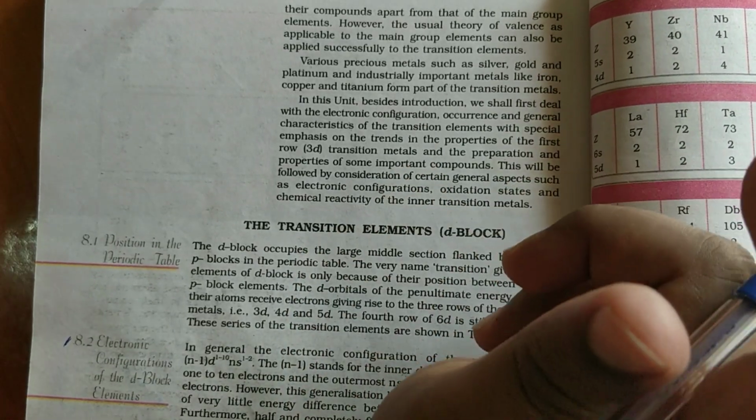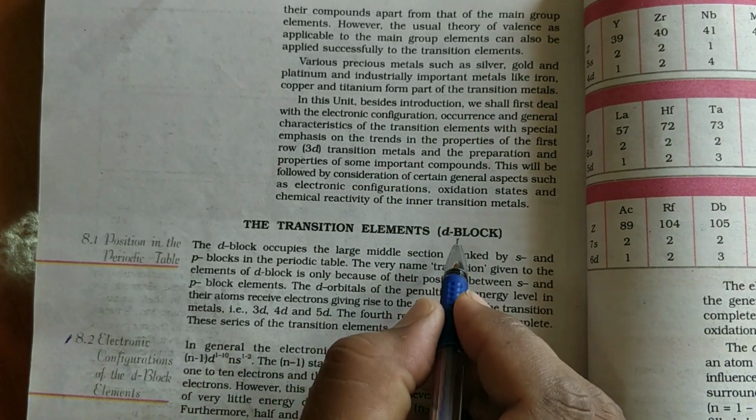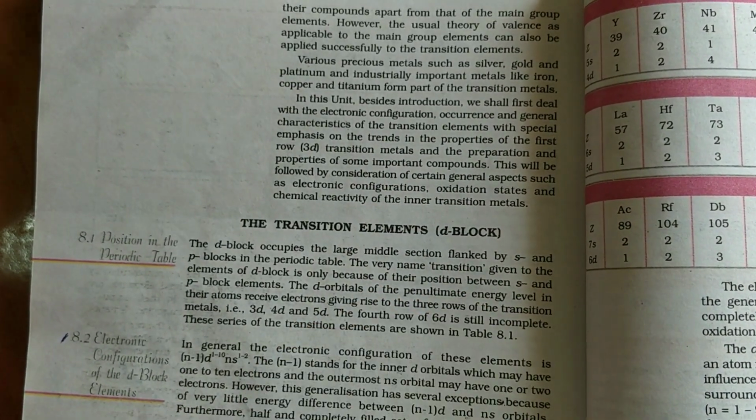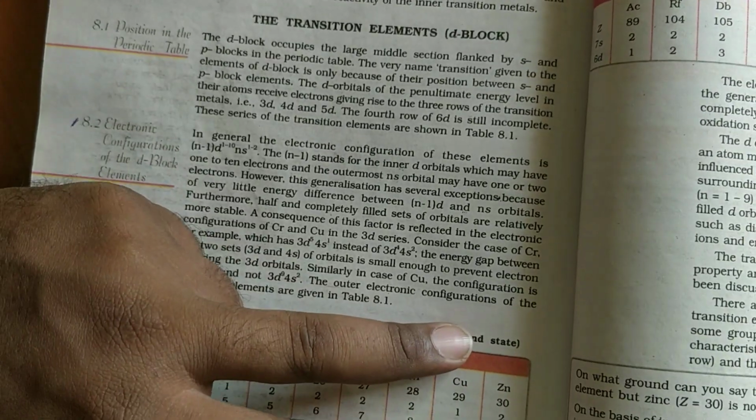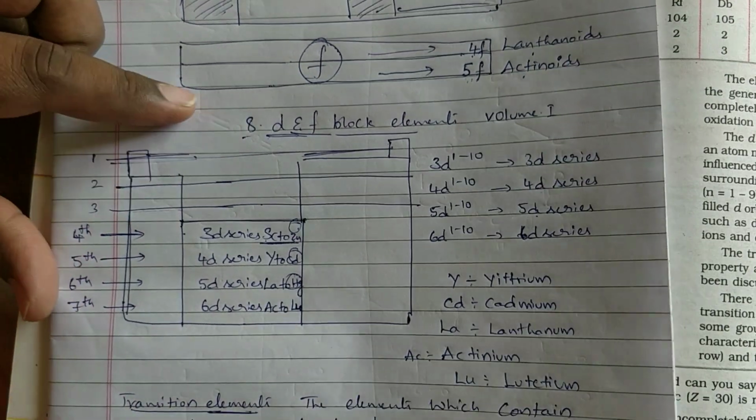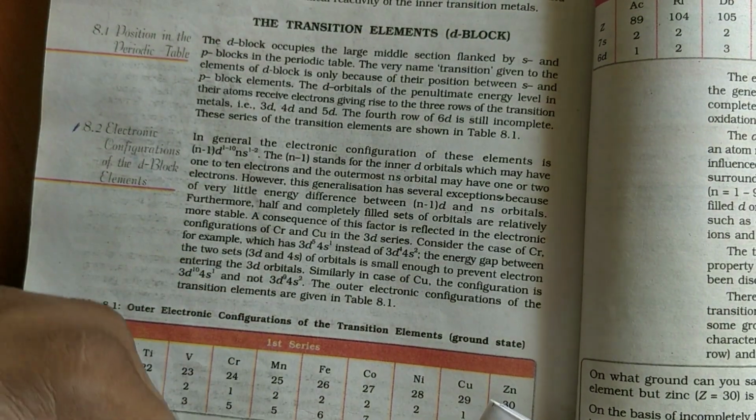Now we will enter into our next main topic, that is d block. First we will discuss the d block. After that we will come across the f block. Is it okay, ma? So our topic heading itself is d and f block elements. Now we are entering into d block elements.